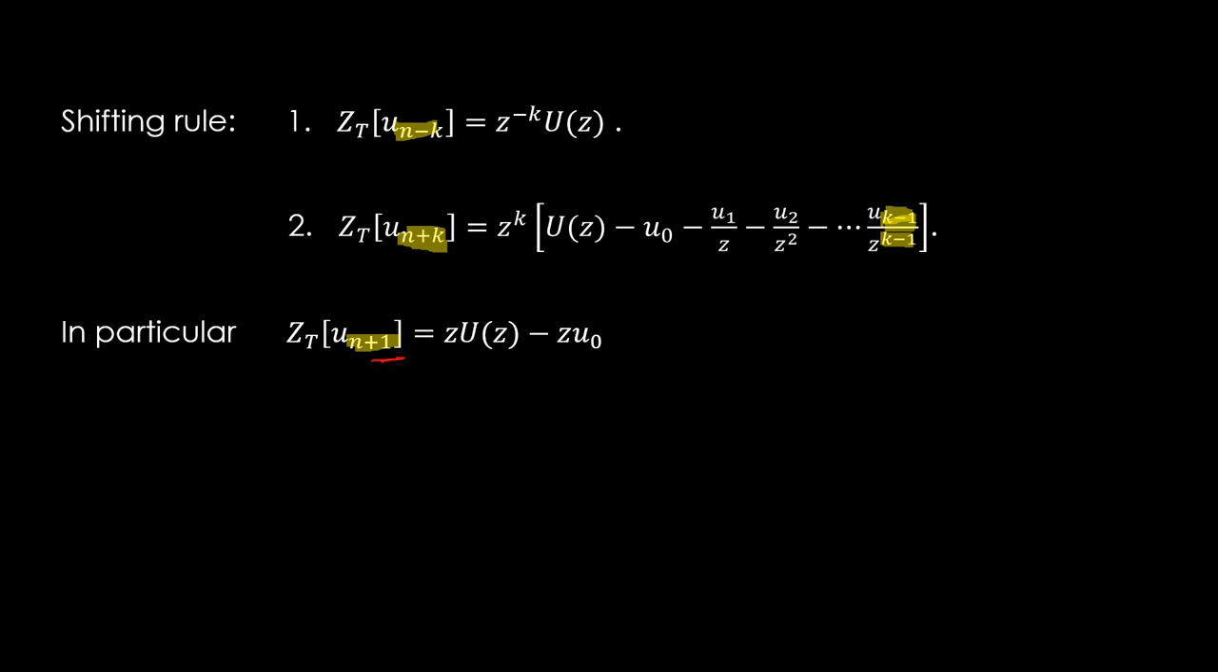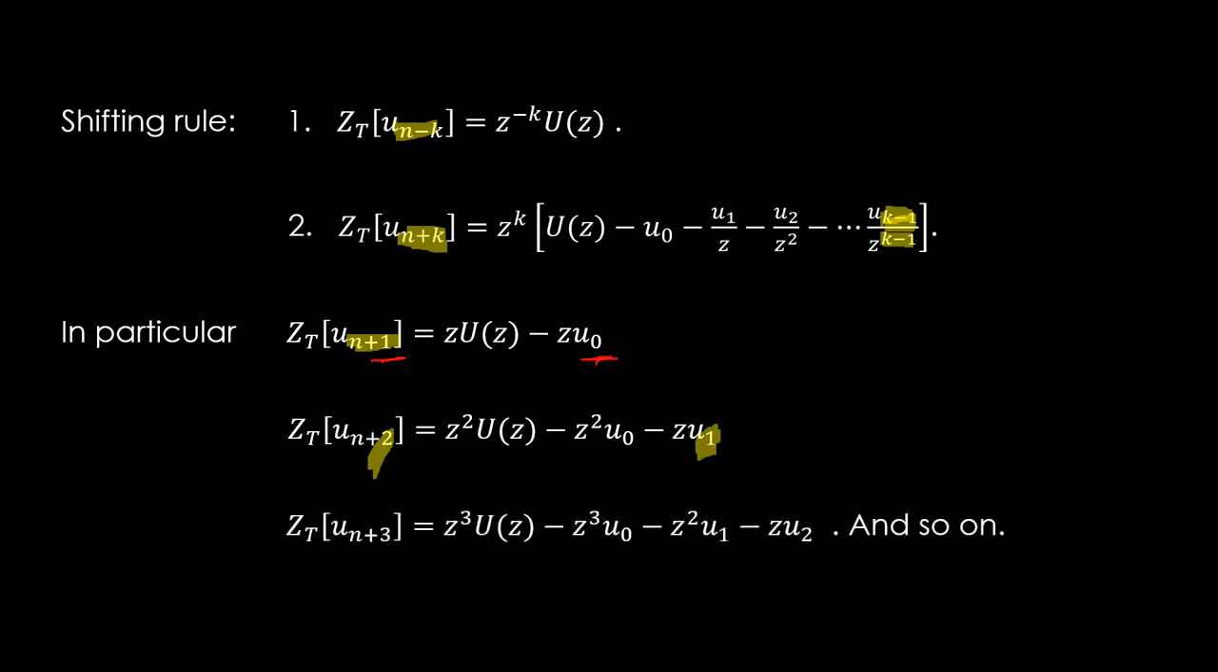For 1, k is 1, so k minus 1 is 1 minus 1, which is 0. Similarly, z transform of u(n plus 2) is equal to z square into U of z minus z square into u0 minus z into u1, and so on.